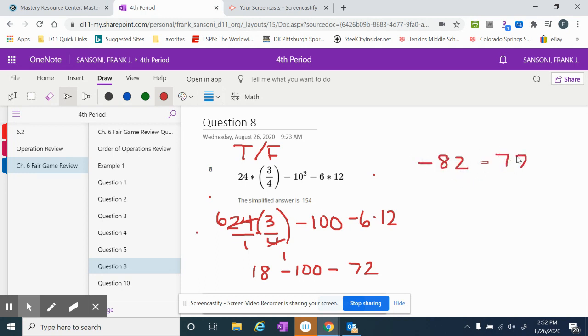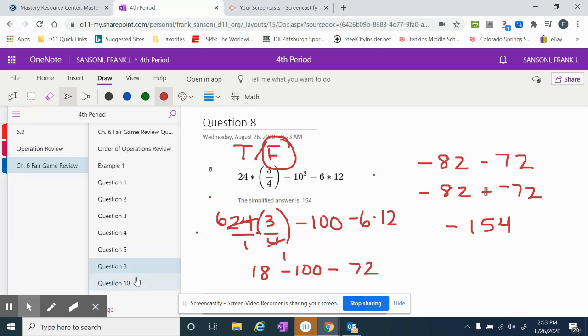Minus 72. And let's do the same thing. So negative 82 plus negative 72, because minus a positive is the same thing as plus a negative. So I have 82 negatives, then I have another 72 negatives. So I have 154 negatives. So it says the simplified answer is 154. Well, the digits are 154, but the sign is incorrect. It should be a negative 154, not a positive 154. So if this was a true-false question, you would say false. It is a negative 154.